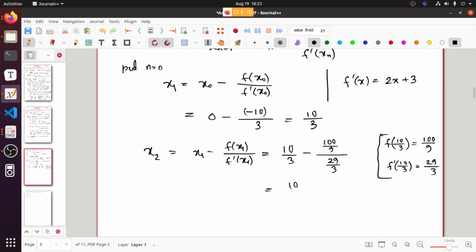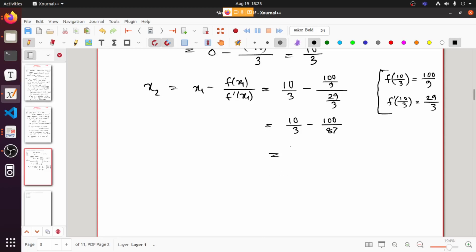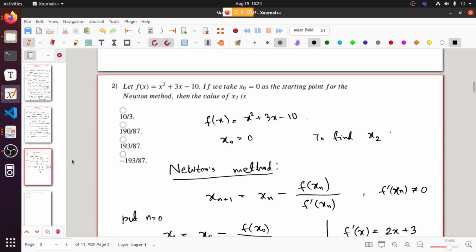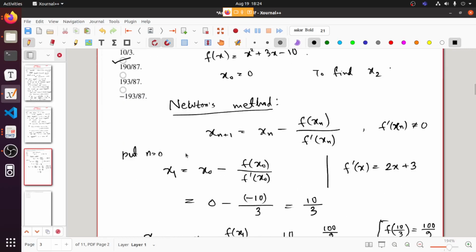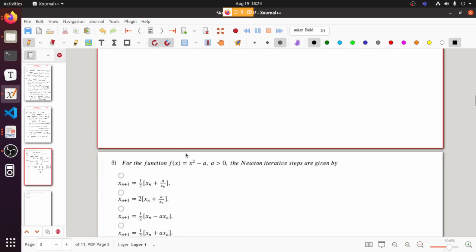Then if you do this calculation, what will you get? This will be 100 by 87, and if you do the calculation you will get 190 by 87. So we get x2, right? So which answer is correct? This is the second option, 190 by 87. All other options are wrong. Is this fine? Okay, so let's move to the next.